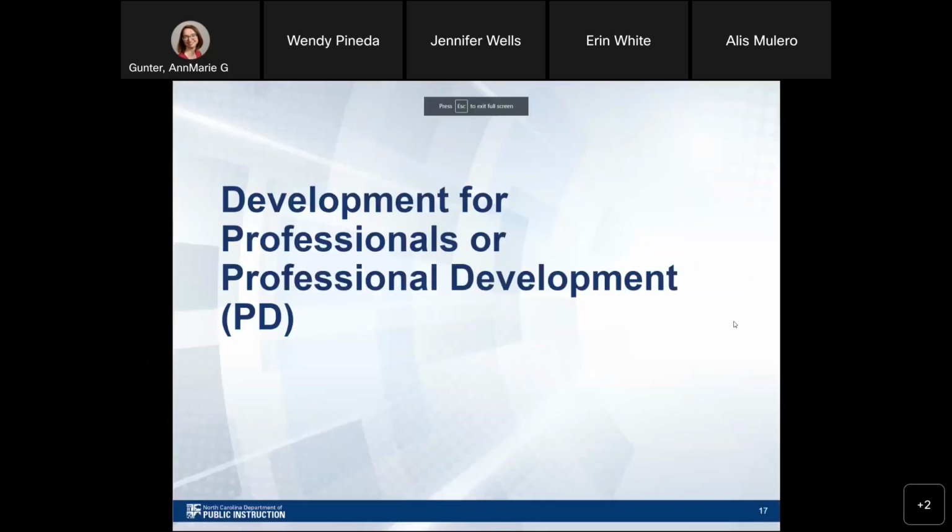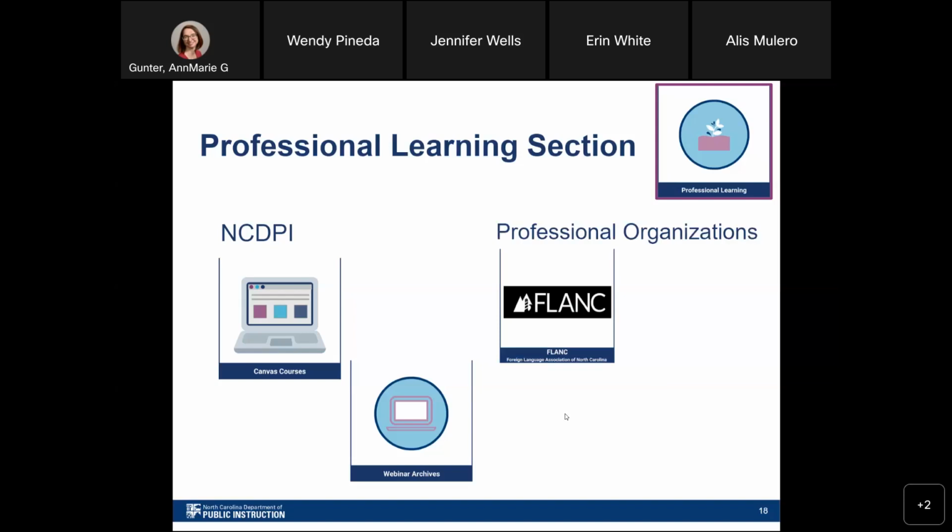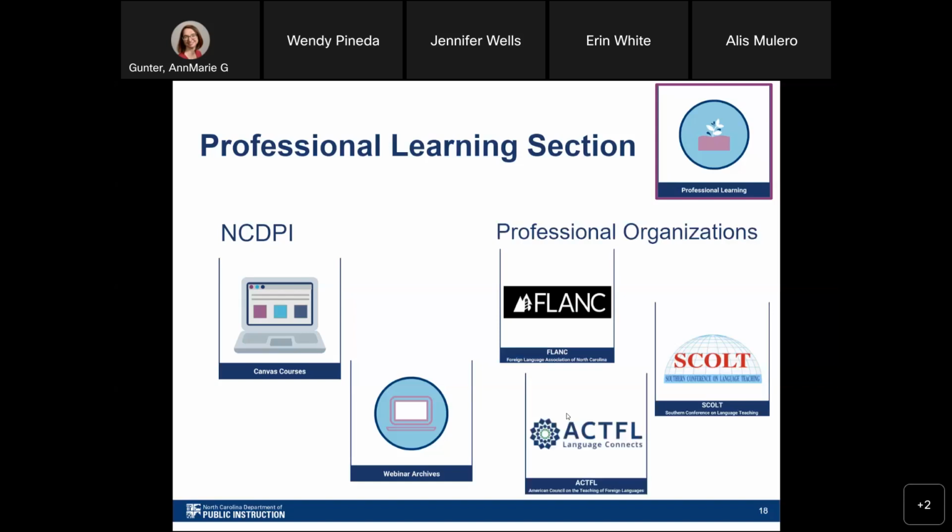We are moving into the last section, the D, or development or professional development for teachers. And there's a whole professional learning section to the World Languages Resources Hub. You see it pictured in the upper right-hand corner there. There are free resources available from NCDPI, like our Canvas courses that are available, or the webinar archives that you can use in a variety of ways locally. There's also information about the professional organizations in North Carolina that support our work. So for example, FLANC, the Foreign Language Association of North Carolina, SCOLT, the Southern Conference on Language Teaching, which is our regional professional organization, and then of course ACTFL, the American Council on the Teaching of Foreign Languages, our national group.